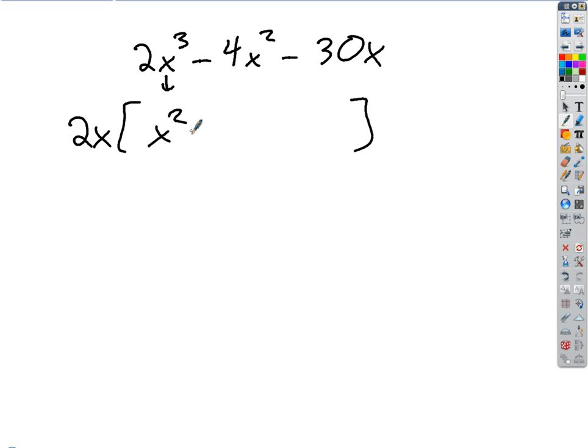Okay, what about here? 2x times what is negative 4x? Well, 2 times what is negative 4? Negative 2. And x times what is x squared? X. And 2 times what is negative 30? Negative 15. And then 2x times negative 15 is negative 30x. Okay, good. We done?